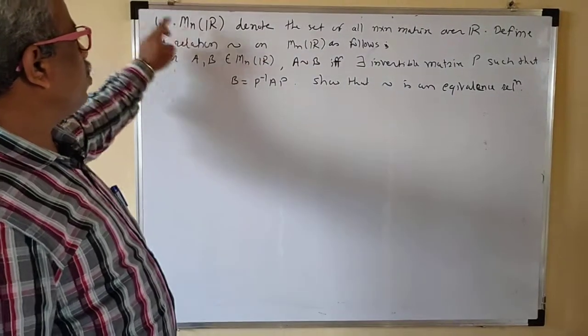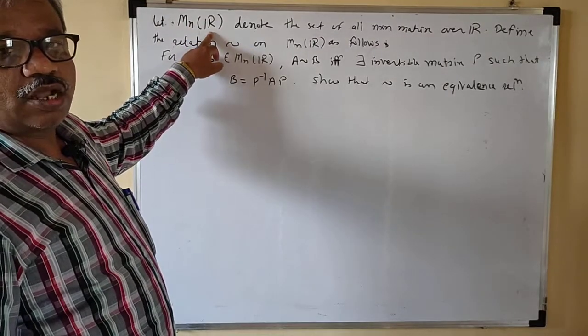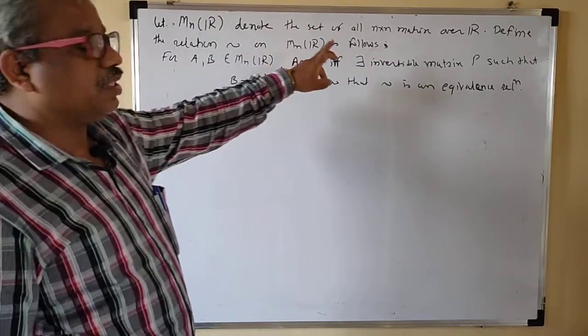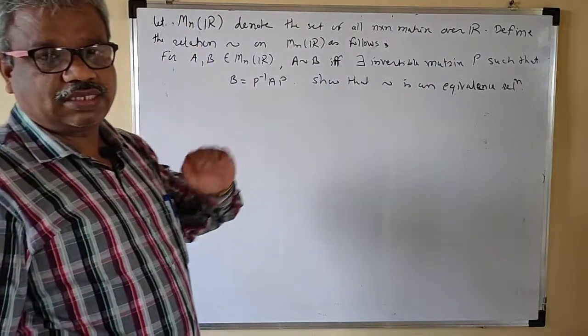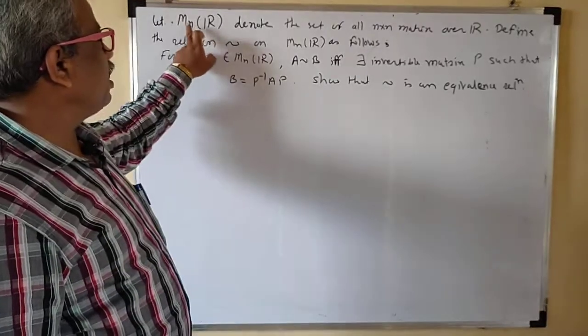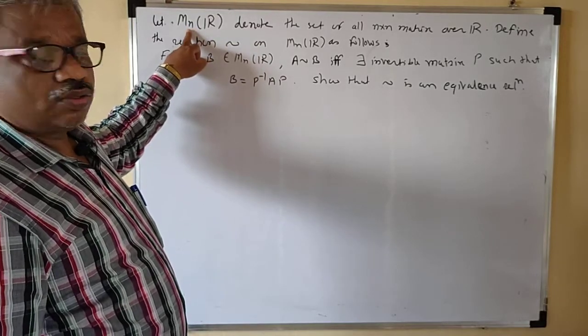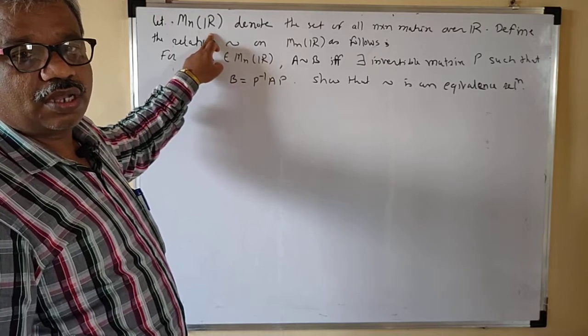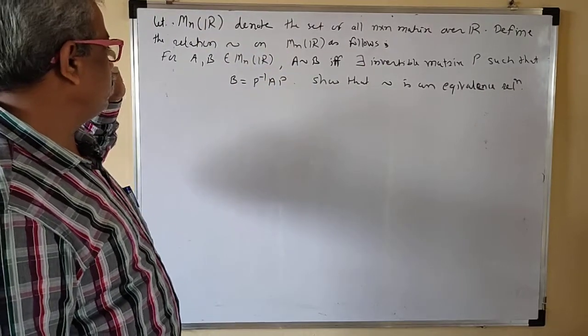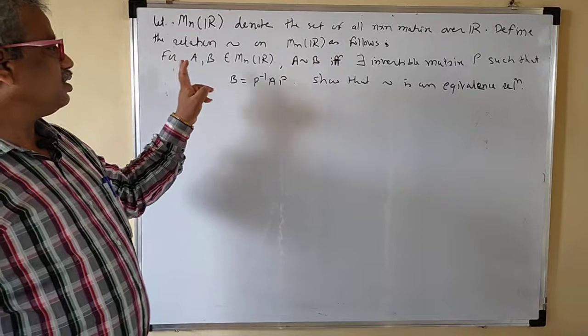The problem is this: M_n(R) means the set of all n by n matrices, that is, the square matrices of order n over R, so each entry of the matrix is a real number. The set of all square matrices of order n over R, where all the entries are real numbers.